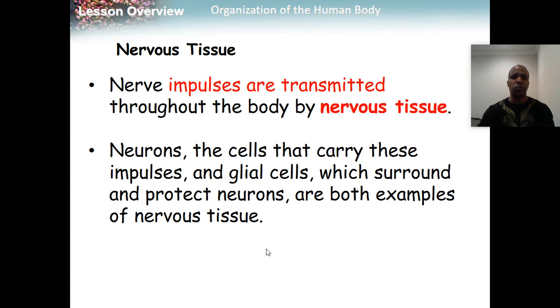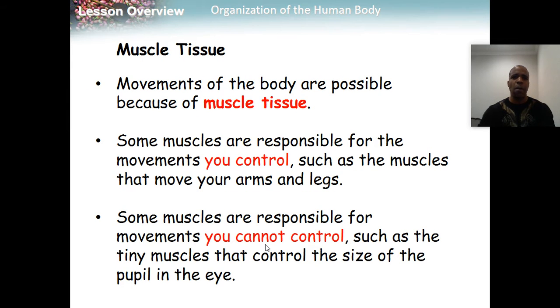Nervous tissue. Nervous impulses are transmitted throughout the body by these nervous tissues. Neurons, the cells that carry these impulses, and glial cells, which surround and protect the neurons, are both examples of nervous tissue. Muscle tissue. Movements of the body are possible because of muscle tissue.